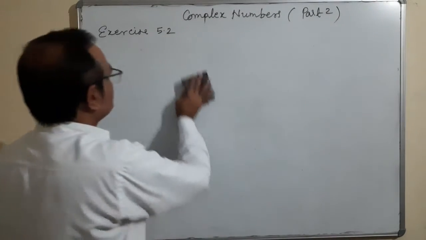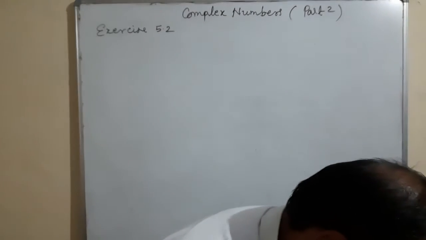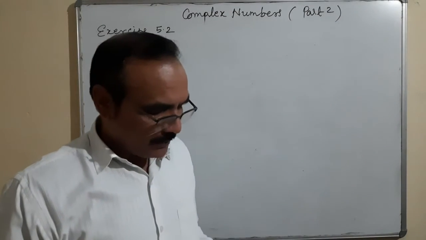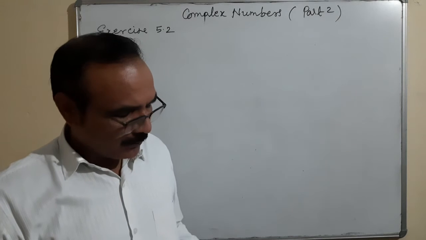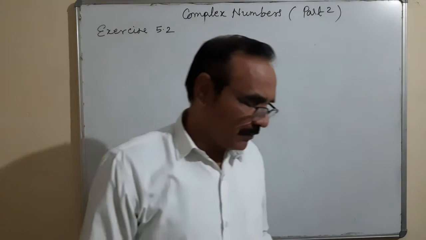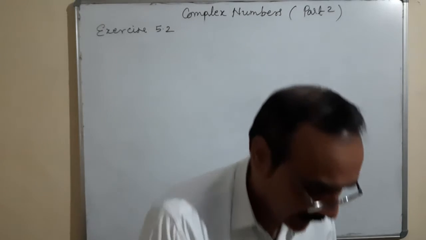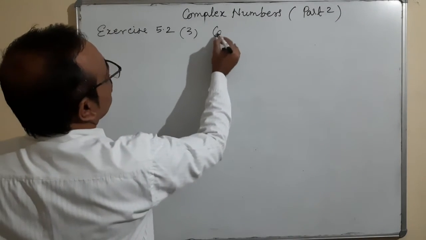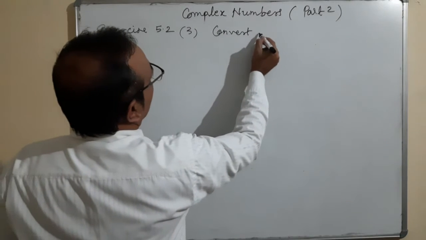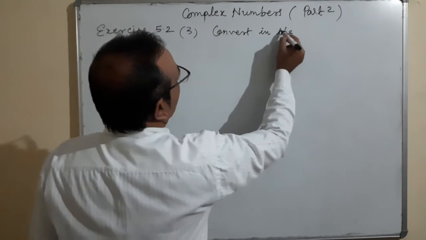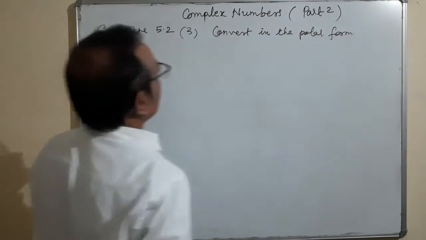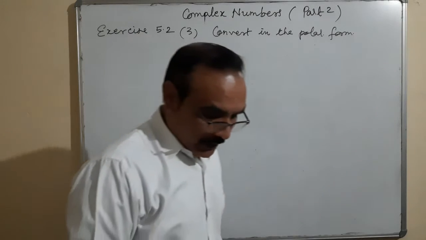Now let us see the next question of this exercise. Convert each of the complex numbers given in exercise 3 to 8 into the polar form. Convert in the form of polar form. Third question, 1 minus I. Okay. Third question. Convert in the polar form. All the questions, okay, one by one, we are converting into the polar form.